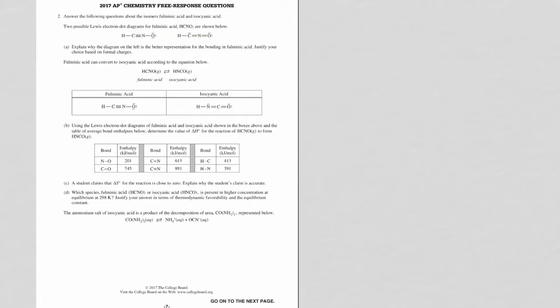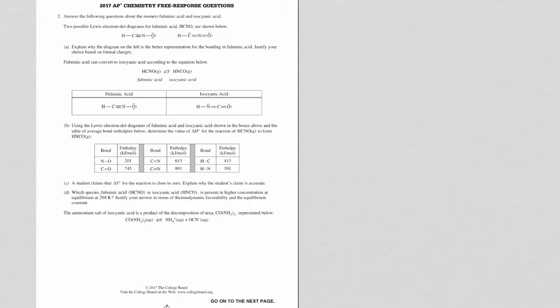This is question 2 on the 2017 AP free response set of questions. Now it gives you two Lewis structures to start off. There's less reading for this one. And it says two possible electron diagrams are as follows. Explain why the diagram on the left is a better representation.